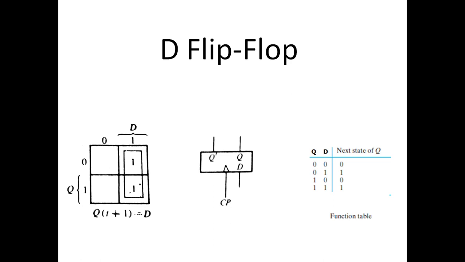Here is the graphical symbol for the D flip-flop. You have 2 outputs, Q and Q prime, and inputs: one is the clock pulse and there is a single input D. So when you give 0 here, we get 0 here. When you give 1 here, we get 1 here. So if you want to change or store a bit on this flip-flop, just provide the bit here. 0, we get 0. 1, we get 1.